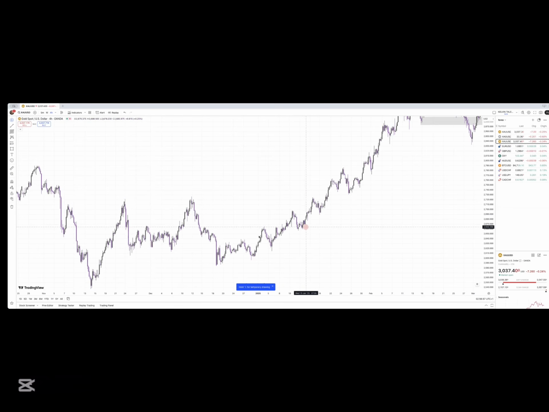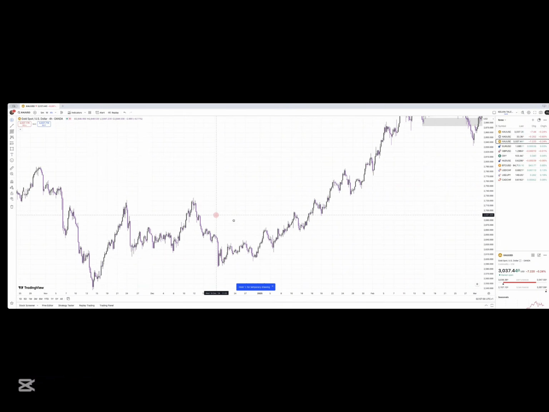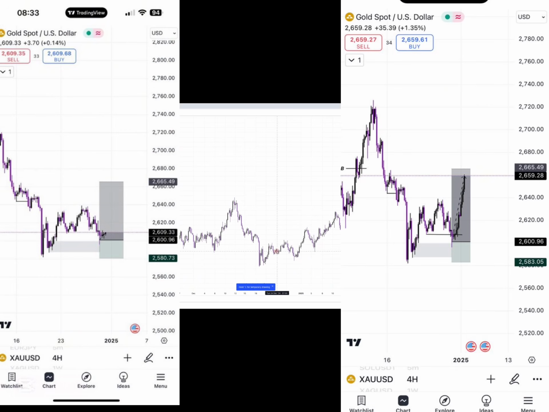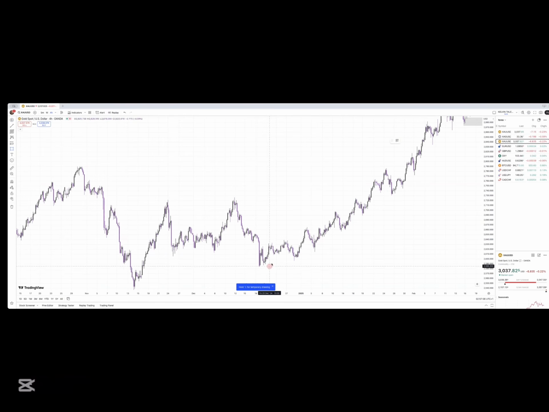Let's check for another example where the AMD pattern formed. This was the trade I took late December. Here we have another accumulation. And as usual, we have liquidity build up above and below. The manipulation is only engineered to take out liquidity below before the distribution will take out liquidity above.